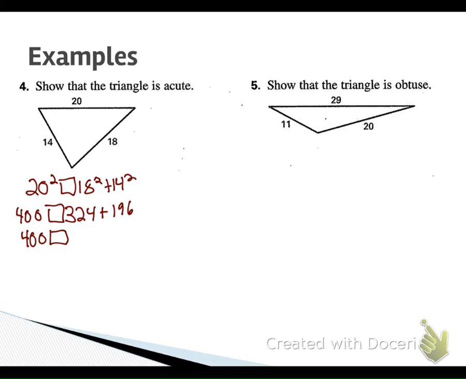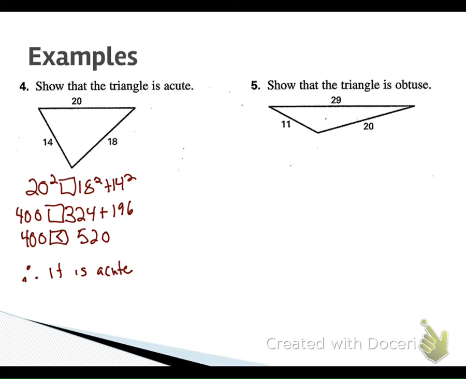What value do we get? 520. Okay. Is 400 less than, equal to, or greater than 520? It's less than. When C squared is less than A squared plus B squared, what type of triangle is it? Therefore, it's acute. Okay? And then we have number 5. It wants us to show that it's obtuse.